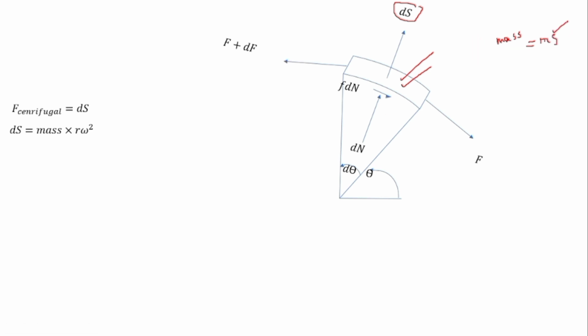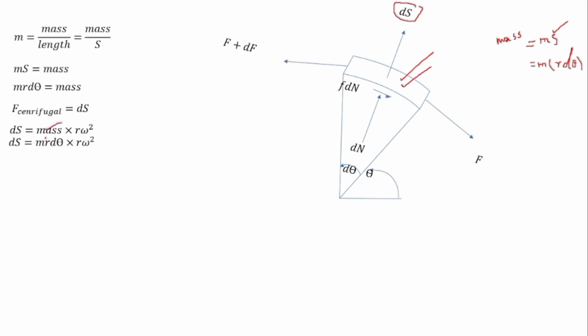As you know that this S is arc length, and arc length is equal to r into angle, and the angle over here is d theta. So mass is equal to m r d theta. So instead of this mass, you can put m r d theta. Now when you multiply this over here, it is going to give you r square. So r square omega square will be equal to r omega whole square.